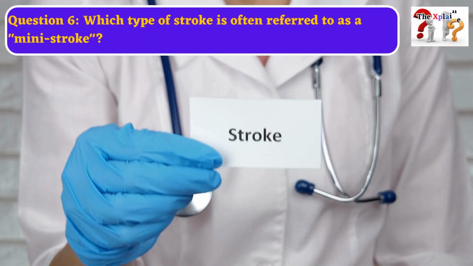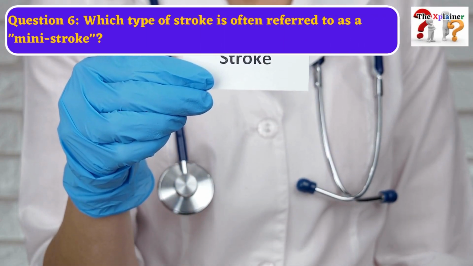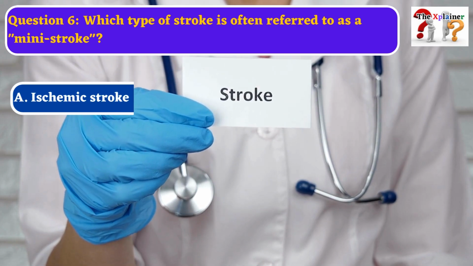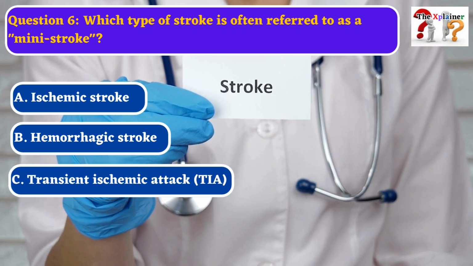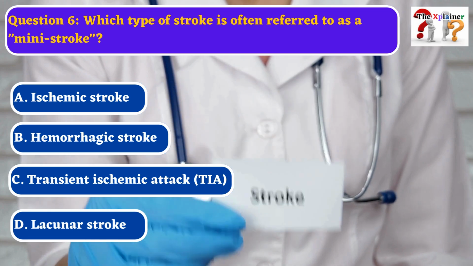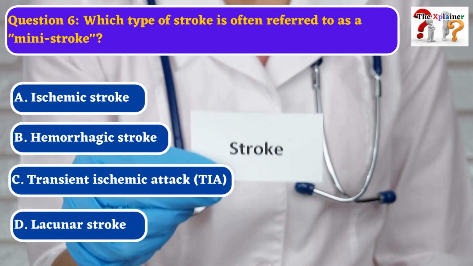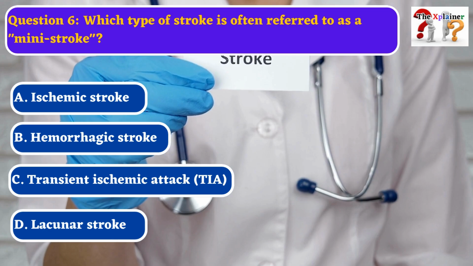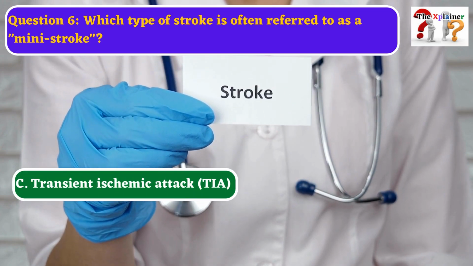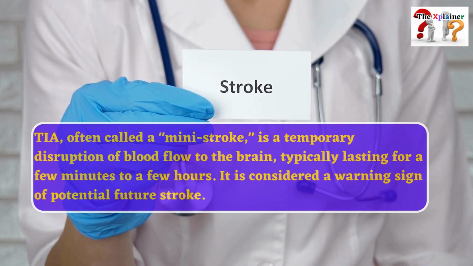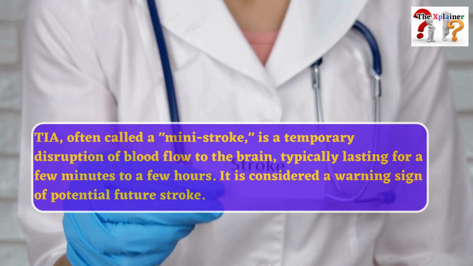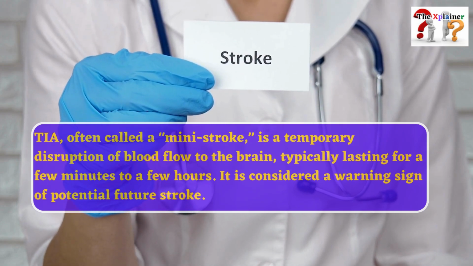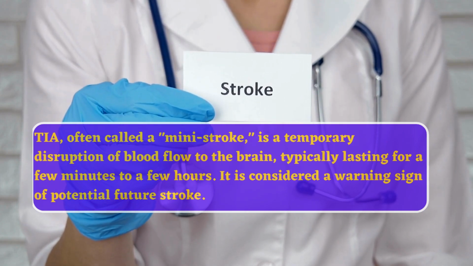Question 6. Which type of stroke is often referred to as a mini-stroke? A. Ischemic stroke, B. Hemorrhagic stroke, C. Transient ischemic attack, TIA, D. Lacunar stroke? The answer is C. Transient ischemic attack, TIA. TIA, often called a mini-stroke, is a temporary disruption of blood flow to the brain, typically lasting for a few minutes to a few hours. It is considered a warning sign of potential future stroke.